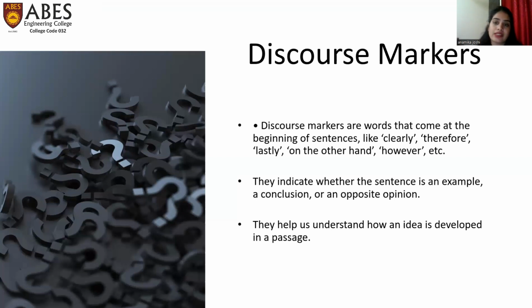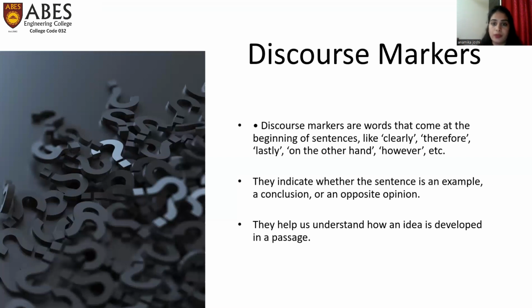Like, for example, we can say, for instance, let's, to illustrate this, right? We can use these kinds of words. For a conclusion, to conclude this, or at the last, we can say that. So we are using these discourse markers, so the reader will come to know what the flow of that particular passage is, right?